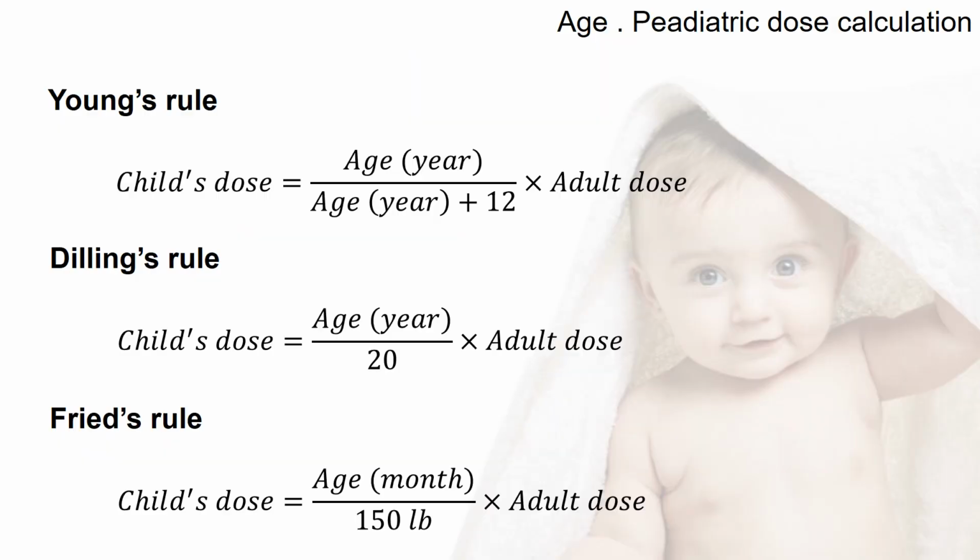One of the easiest ways to calculate pediatric dose is based on the age, and in these calculations there are three rules that you can use: Young's rule, Dilling's rule, or Fried's rule. All of these rules are based on the same principle, where they take the age of the child, divided by the age of the adult, times the dose of the adult. What makes them different is their definitions of the age of the adult.